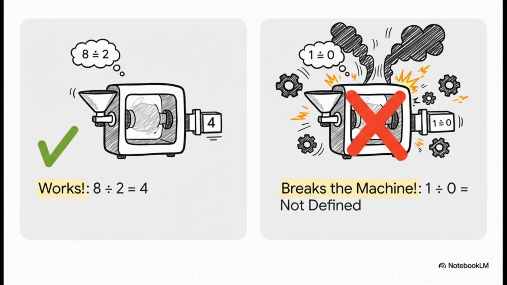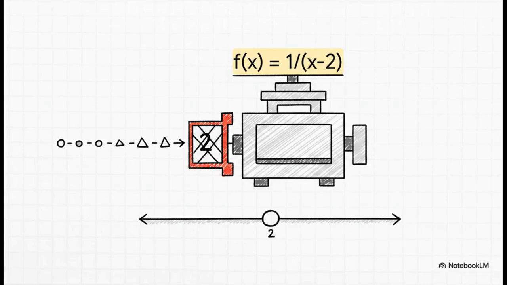It's the big one. I mean, think about it. 8 divided by 2, no problem, that's 4. But if you try to divide 1 by 0, the whole system just breaks. The machine gives you a math error. It's just undefined. Okay, so how does this actually work with a function?